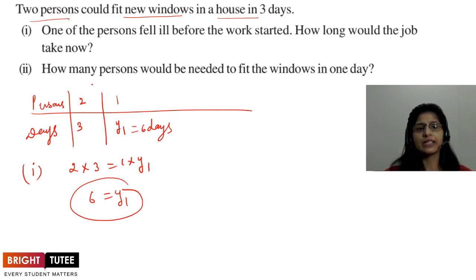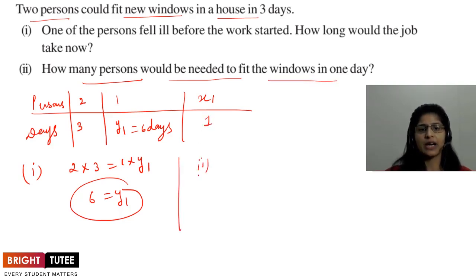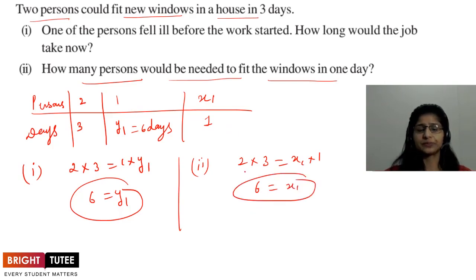Okay, now they are saying how many persons. So they are asking persons, let it be x1, would be needed to fit the windows in 1 day. That means number of days is 1. So for second part, we will solve 2 into 3 is equal to x1 into 1. Clear? In 1 day we want. So 6 equals x1. So how many persons? 6 persons are required if we want that to be done in 1 day only.